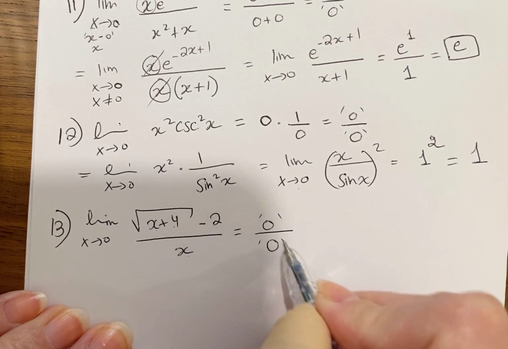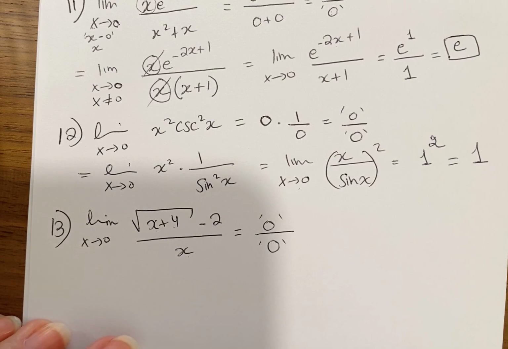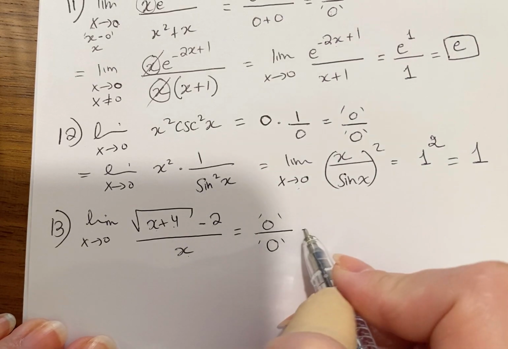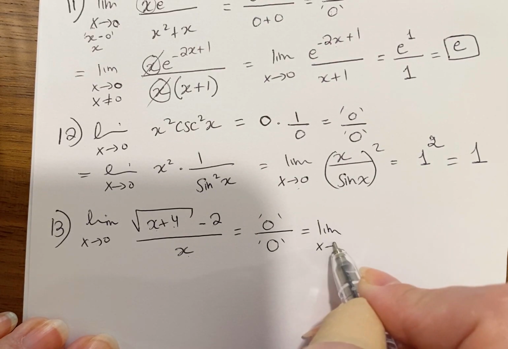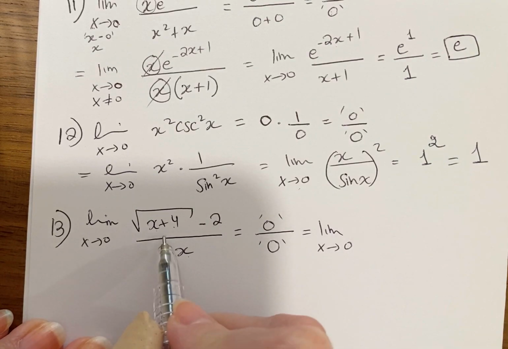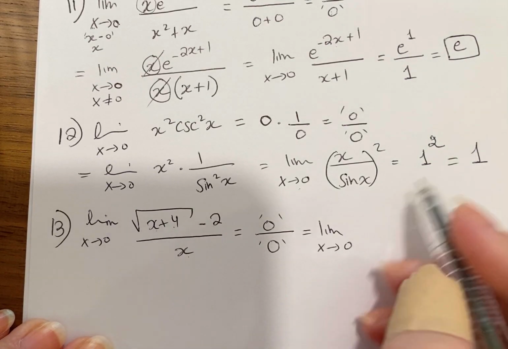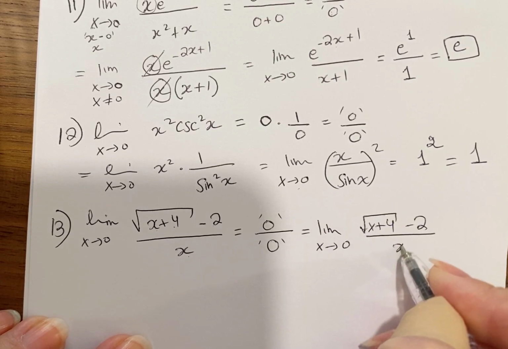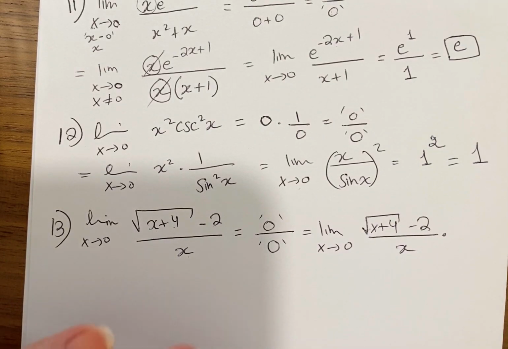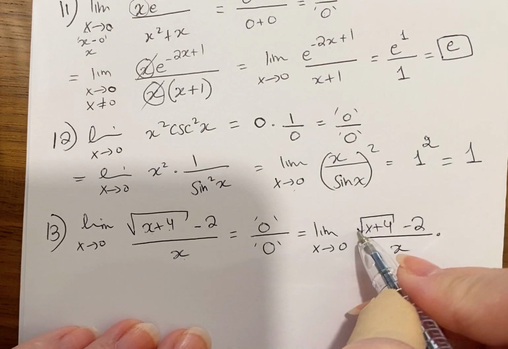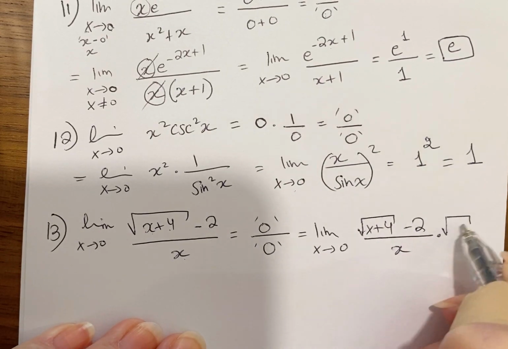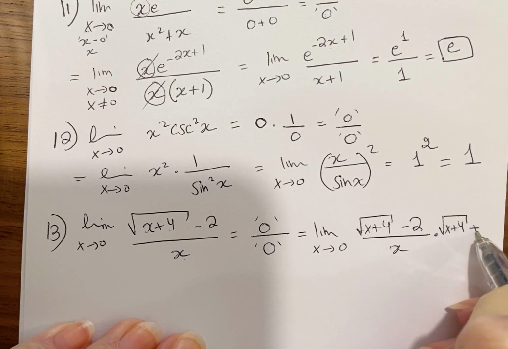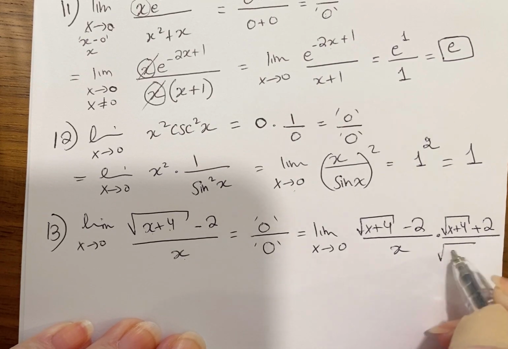See, when I see it, I know that this is my alarm. I need to do something about it. So I start thinking about my options. Directly the option is clear in front of me. What do I have here? I have a root. When I have roots, what do I directly think of? I think of multiplying by the conjugate. What's the conjugate of root x plus 4 minus 2? It is root x plus 4 plus 2.